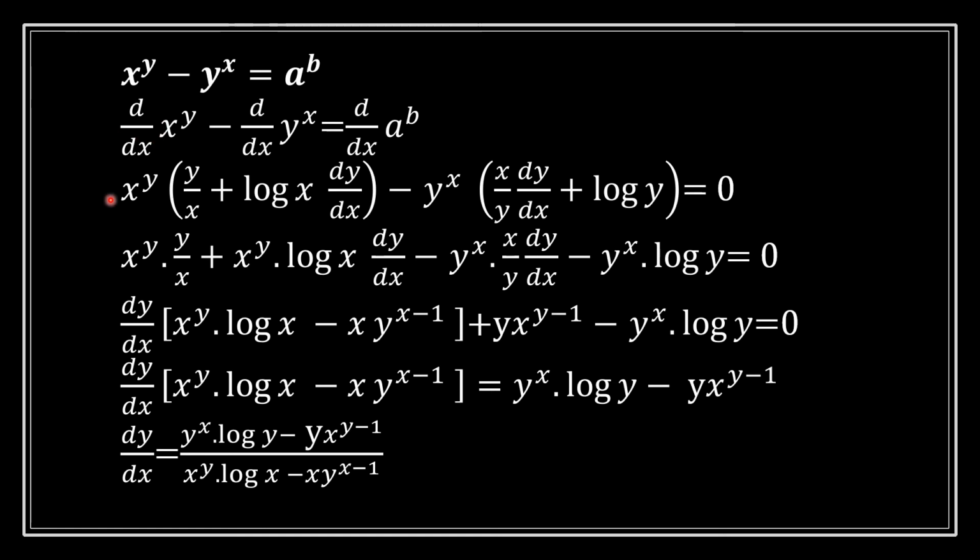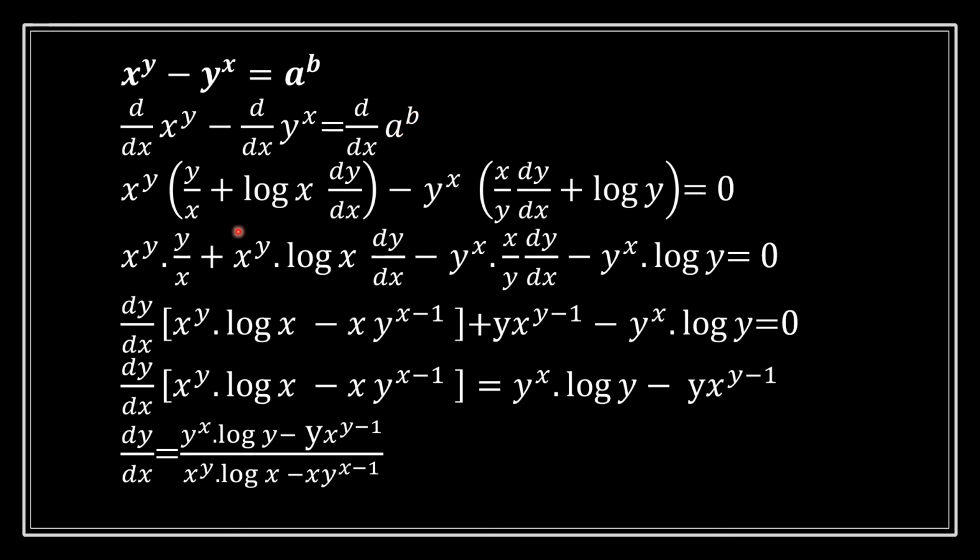You just put in the value, we get x power y, bracket starts, y upon x plus log of x dy by dx, minus. Now derivative of y power x, I have told you in the previous slide, it will come out to be y power x, bracket starts, x upon y dy by dx plus log of y, bracket closes. What is the derivative of a power b, which is 0? So I have written here 0.